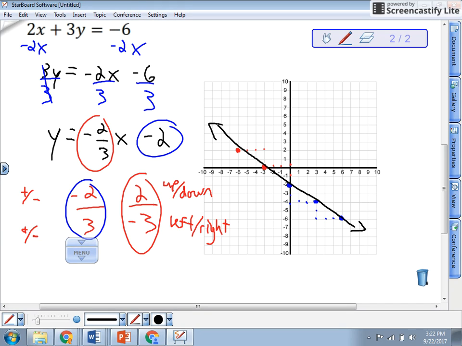And then I connect, and there is my line. Okay, and you can see, as we look at the graph from left to right, the slope is going down. Make sure if you have a negative slope, your graph matches up. All right, and that is all we have for graphing equations of lines in slope-intercept form.